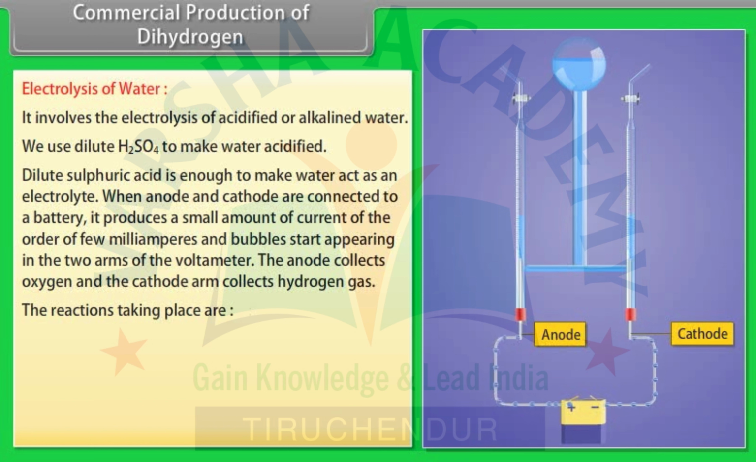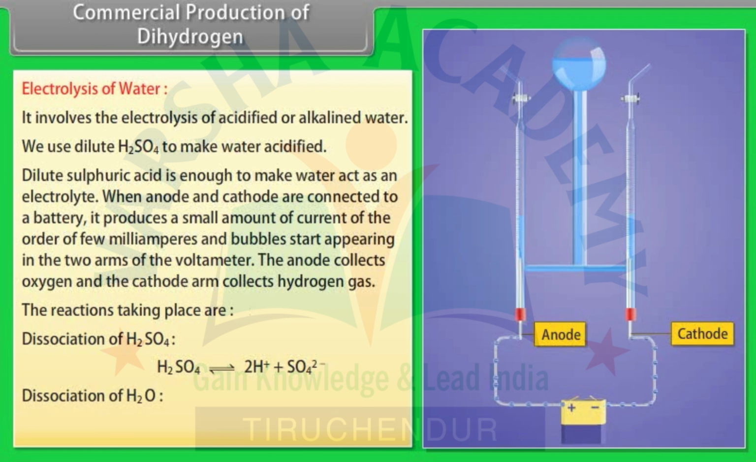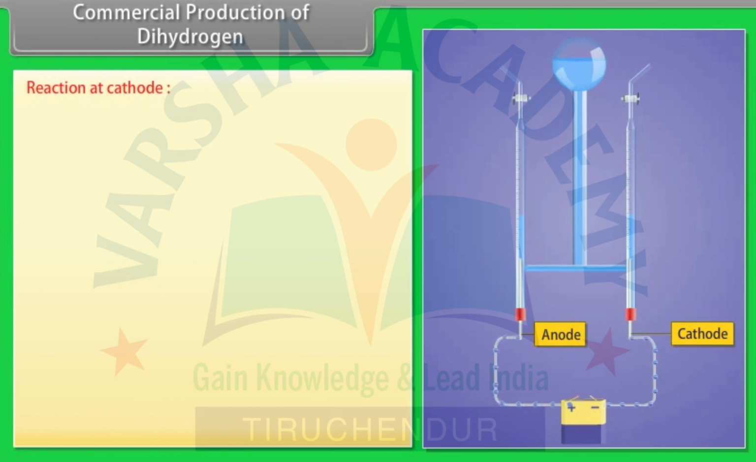The reactions taking place are: dissociation of H2SO4, H2SO4 gives 2H+ plus SO4 2-. Dissociation of H2O, H2O gives H+ plus OH-. Reaction at cathode: H+ plus electron gives H. H plus H gives H2.